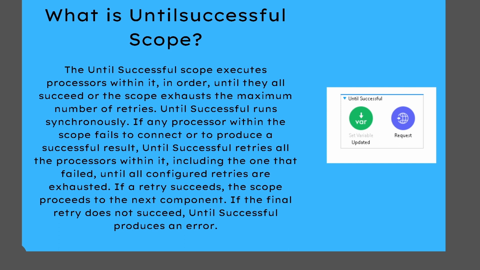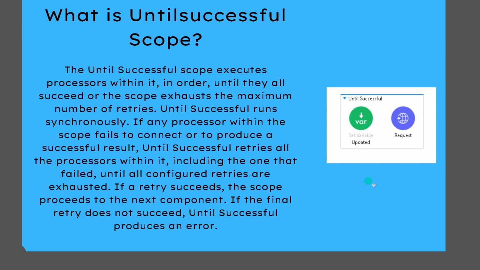So guys, from the definition it is written: the until successful scope executes processors within it, in order, until they all succeed, or the scope exhausts the maximum number of retries. Until successful runs synchronously. If any processor within the scope fails to connect or produce a successful result, until successful retries all the processors within it, including the one that failed, until all configured retries are exhausted. If a retry succeeds, the scope proceeds to the next component. If the final retry doesn't succeed, until successful produces the error. So guys, that's how this until successful looks.